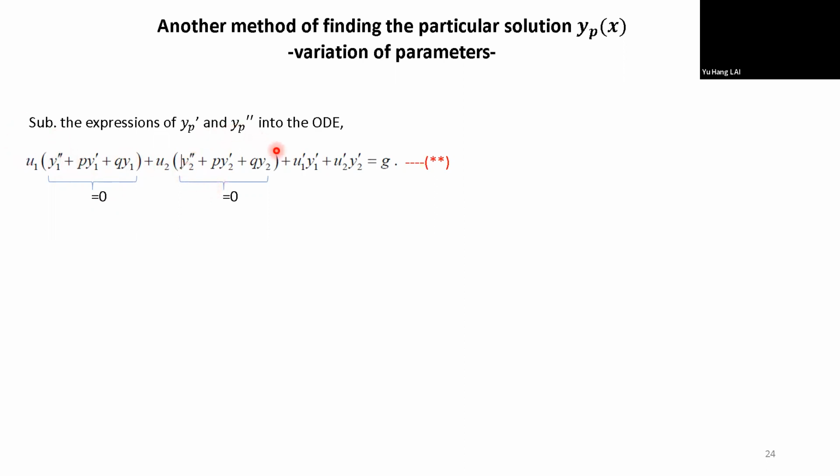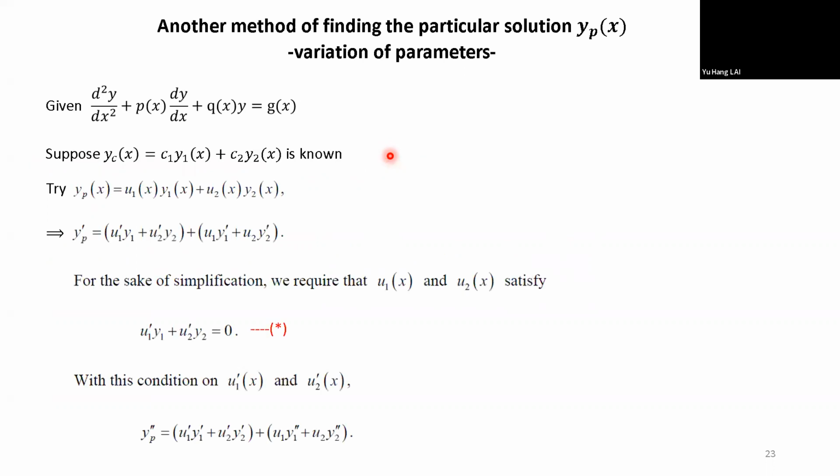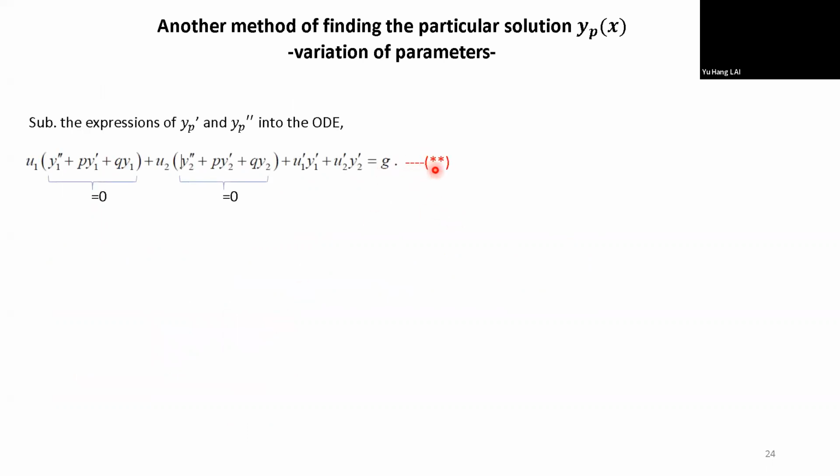And also y2 itself, by definition. I told you already that it is also a complementary solution of the ODE. So that's why this one and this one are 0. So what's left is this, right? These two terms equal to G, and also one of the requirements that we made in the last slide is this one, right? So it's the star and then the double star here.